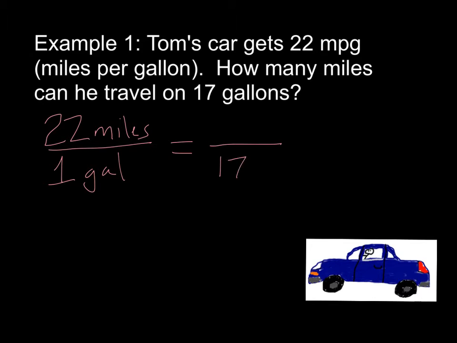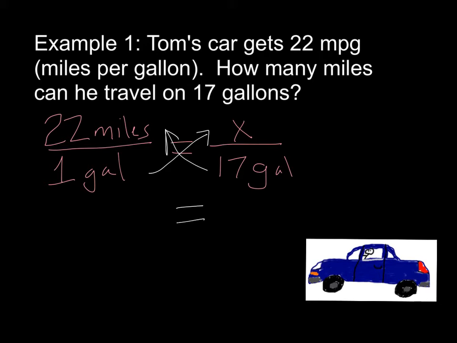We know that he wants to travel as far as he can on 17 gallons. We know the amount of fuel. We don't know how many miles he can go. So we're going to call that X. Now at this point, this simply becomes a proportion that we solve using our cross products. We're going to say 17 times 22 and then 1 times our X.